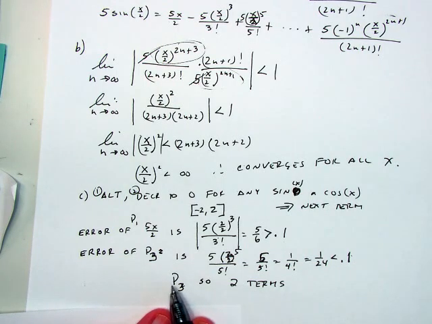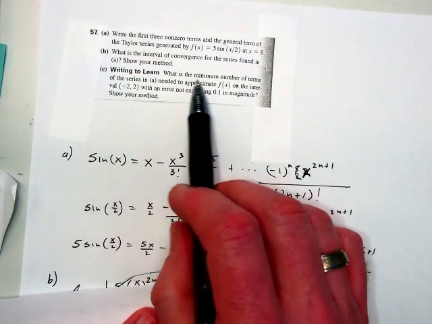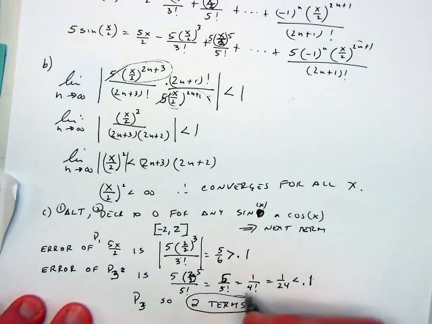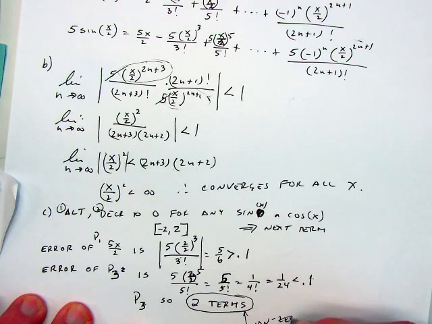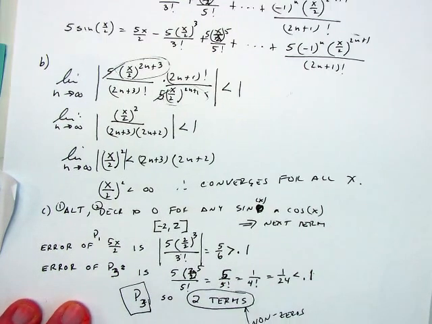The P3 works, but the question said how many terms? You just need 2 terms, because it did say the minimum number of terms. Well, in this case, there were 2 non-zero terms. I would rather see them ask the question with P3, but there are 2 non-zero terms.